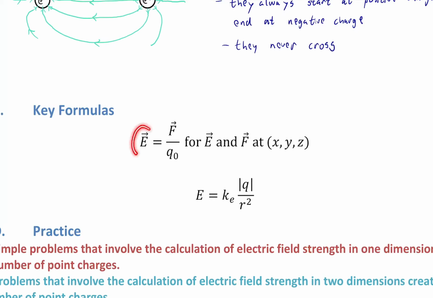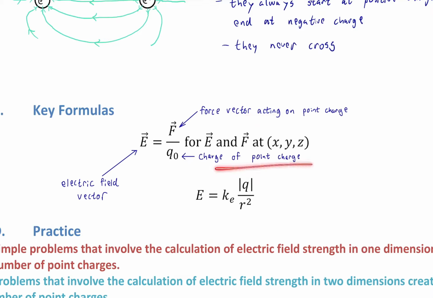This right here is the electric field vector, okay? Because it is a vector. We draw them as field lines, but they are vectors. It's a vector map. Well, it's just equal to the force vector divided by the charge, okay? So this is the force vector acting on a point charge, and then this is the point charge, okay?